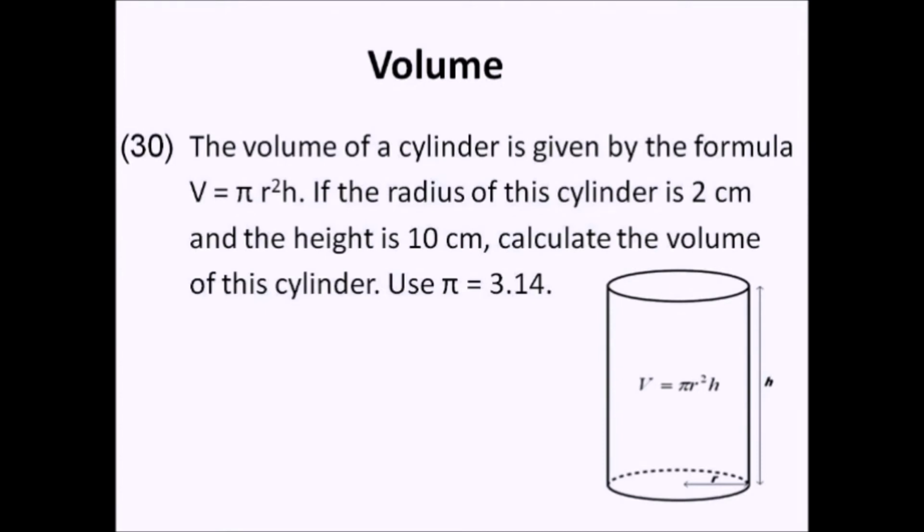It's easy. Okay, I'm giving you the formula. V is equal to pi r squared h. Put in your numbers. So where you see pi, put 3.14. r squared is 2 squared and h is 10. Multiply, give me an answer, straightforward.